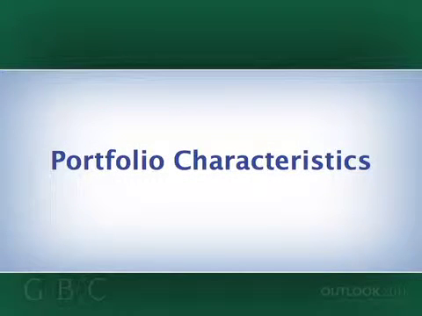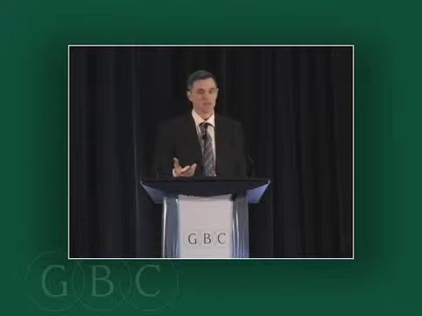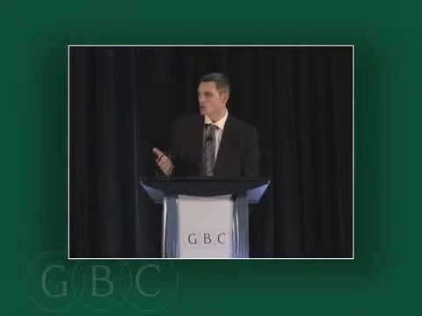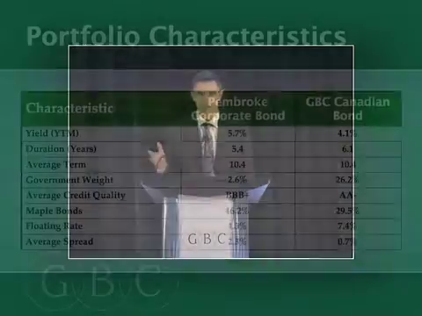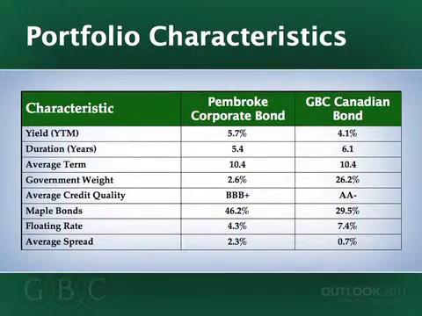Pembroke Corporate Bond Fund and GBC Canadian Bond Fund, the yield to maturity, if you were to own that portfolio and think of it as an overall bond, the yield to maturity, so the cash that's being paid out of that portfolio on a regular basis, 5.7% in the higher yielding Pembroke Corporate Bond Fund, higher yielding because it invests more so in corporate bonds, bonds issued by corporations. GBC Canadian Bond Fund, more conservative, 25% minimum allocated to government bonds, 4.1% in yield, so just holding that portfolio, doing nothing, we'd collect that as a coupon or a yield or a return.